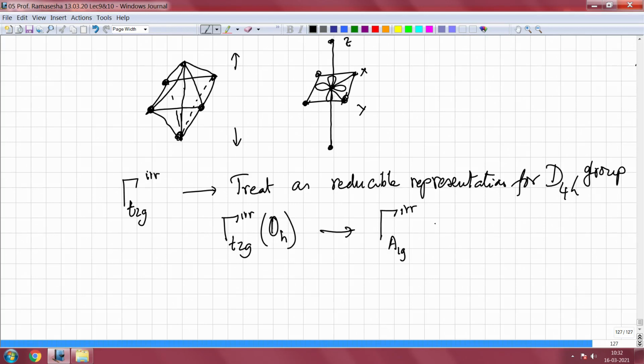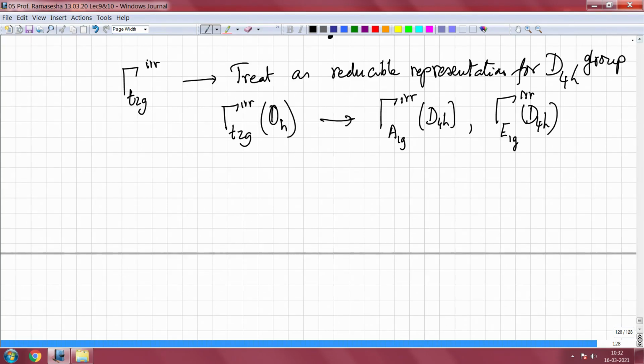A1g, I think it is A1g, I am not sure, of D4h, and gamma irreducible Eg probably. I will have to be careful, I do not know. I will probably confirm this with you in the next class. This will be D4h. So, what you have done is treated the irreducible representation as a reducible representation for the subgroup. Similarly, we could do this for the Eg representation.